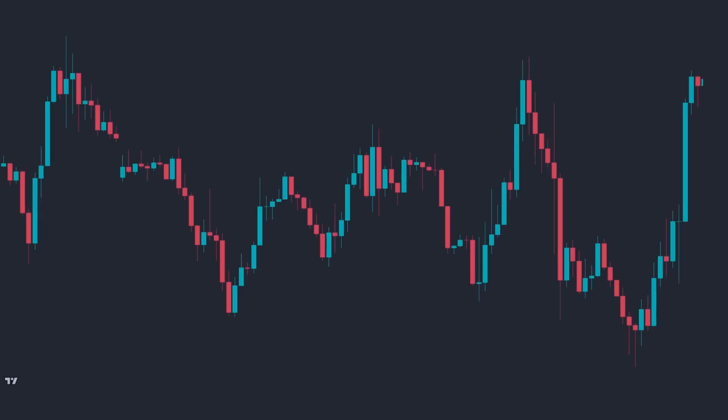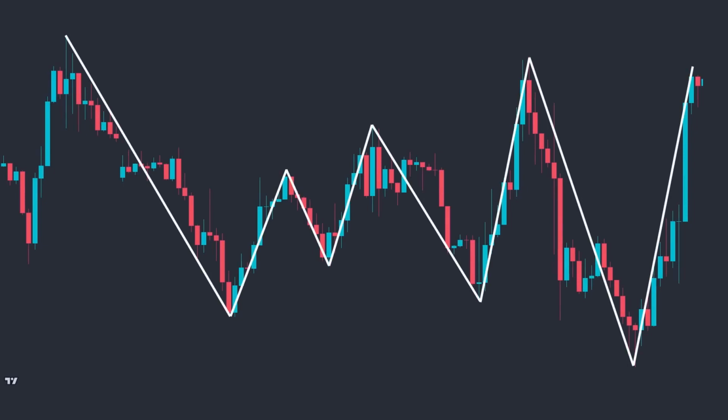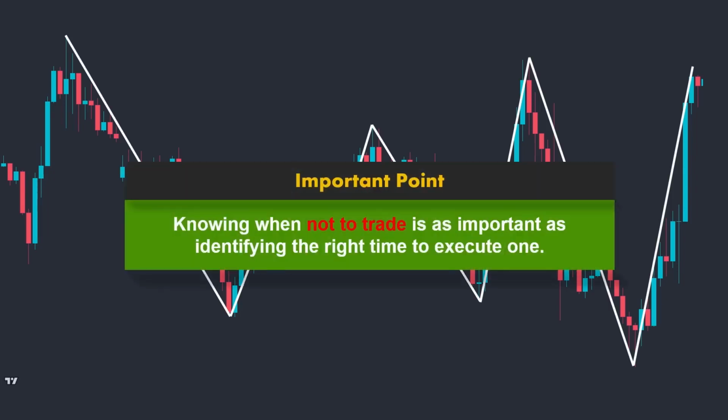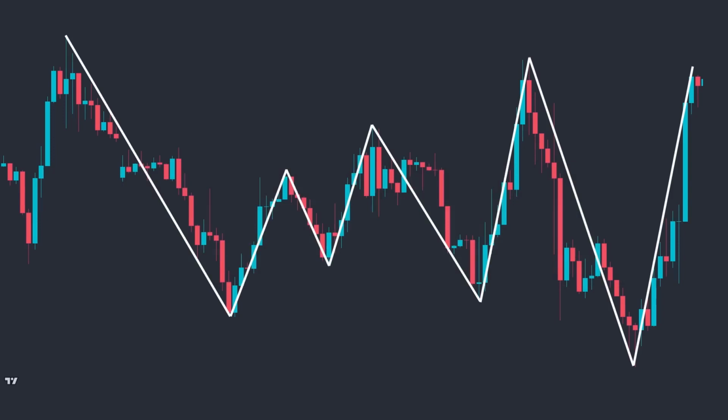On the contrary, look at this chart. This is the latest market structure schematic. The market is continuously validating the major swing highs and lows to both sides, leaving us with no clear direction. This is the time when we have to stay away from the market until we get a clear bias. Knowing when not to trade is as important as identifying the right time to execute one. Also, always pay attention to upcoming major news.